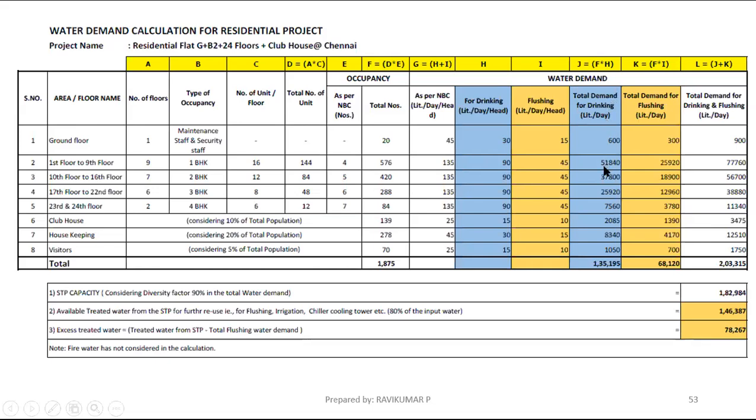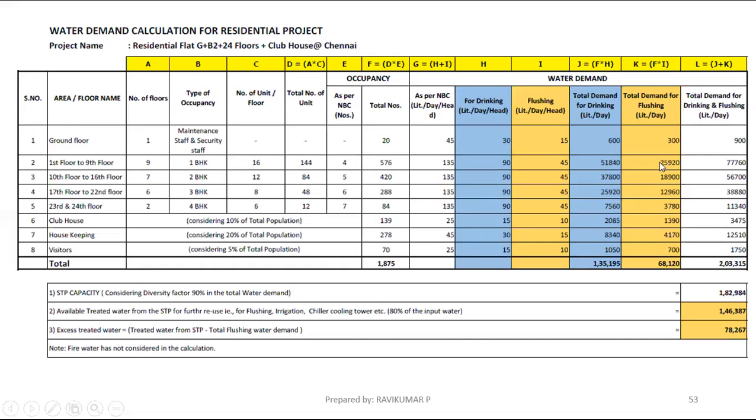Total demand for drinking per day: J equals F into H. F is the total number of people, 576, into H. H is the demand per person per day. If you multiply both, you will get the total domestic water for the 576 people: 51,840 liter.